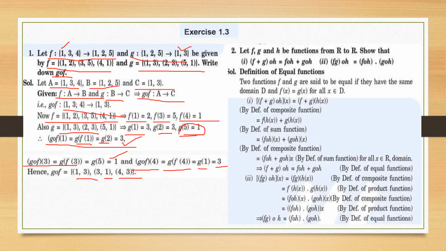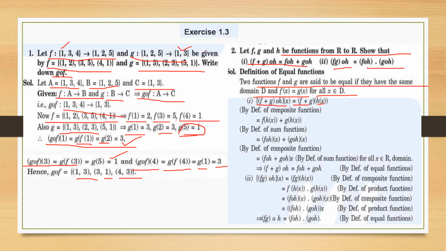Okay. Now number 2: let f, g, h be functions from R to R. Show that (f+g)∘h equals f∘h + g∘h, and (fg)∘h is (f∘h)(g∘h). Now what is the definition of equal functions? It says that two functions f and g will be equal if they have the same domain D, and f(x) equals g(x) for all x belonging to the domain, right? So (f+g)∘h of x is equal to (f+g) of h(x). This is by the definition of composite function, right?